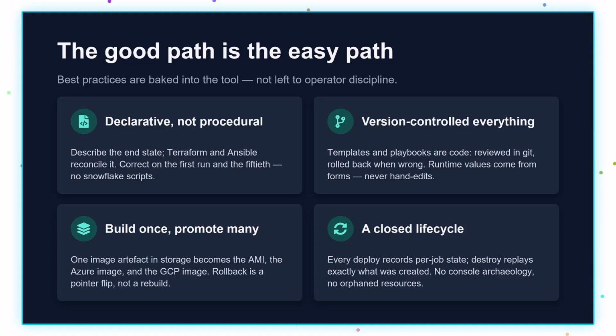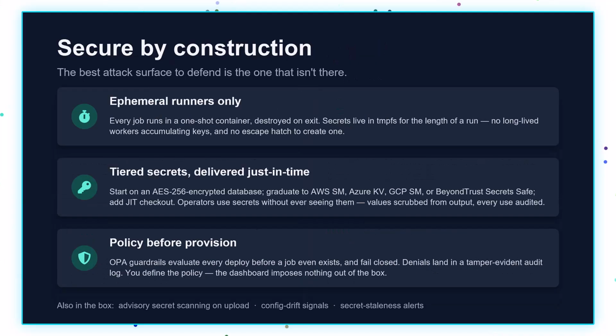Right, the thread through all four of the tiles on the screen: the dashboard encodes the discipline so users don't have to remember it. Declarative modules, Git reviewed templates, one image artifact promoted to all three clouds, and per job Terraform state that makes destroy deterministic. So we've made secure choices, as many as we can.